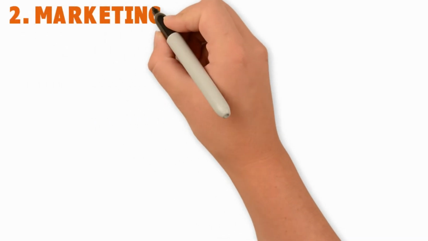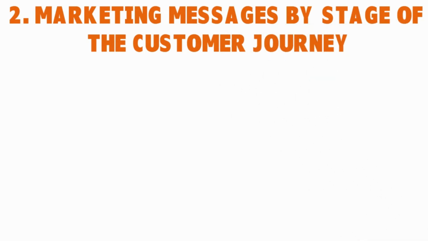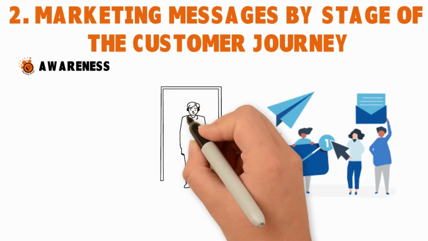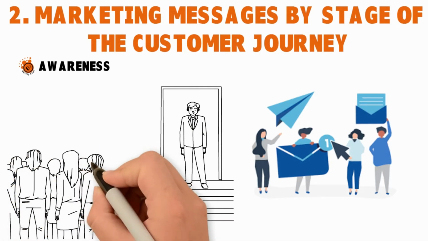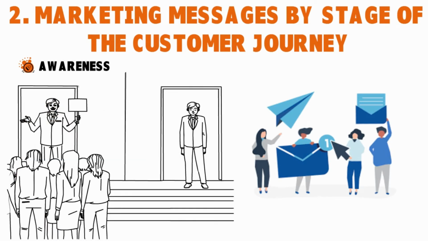Now, number 2, remember that marketing messages by stage of the customer journey should be different. You need different types of marketing messages to entice customers at different stages of the customer journey. Now, at the awareness level, you want to reach as many people in your target audience as possible. You want to focus on the imagery of your products and services that will prompt people to pause and want to learn more, right? You want to hook them. You also need to include general information about your business and basic descriptions of your products or services. That's for the awareness level.